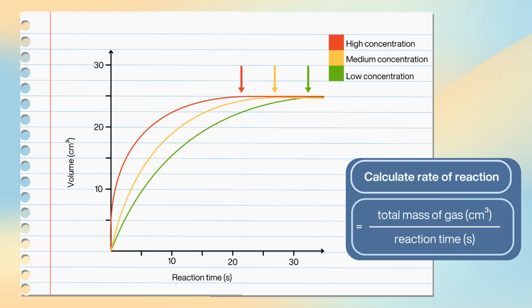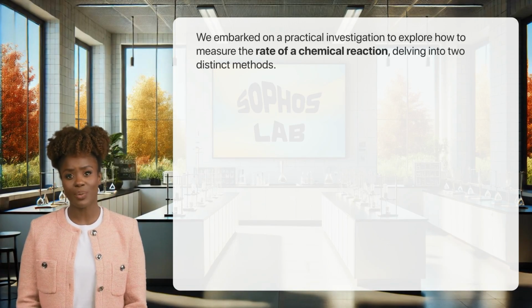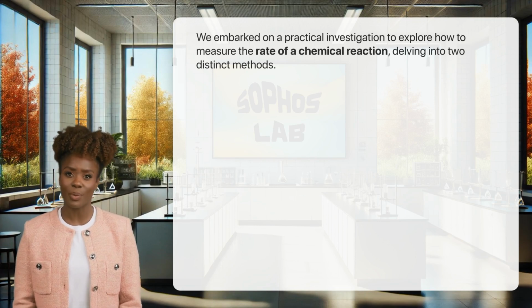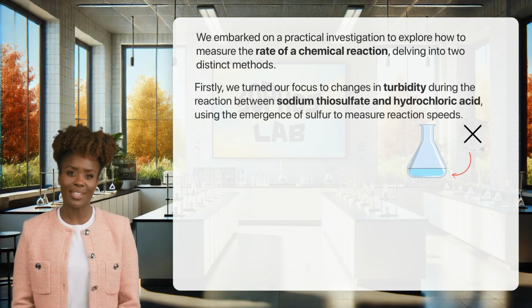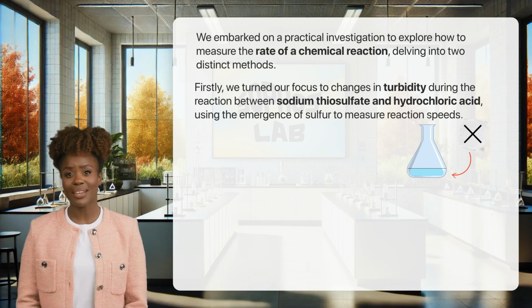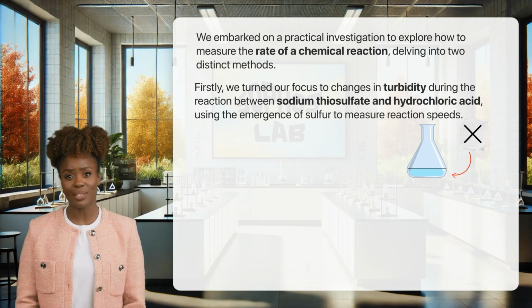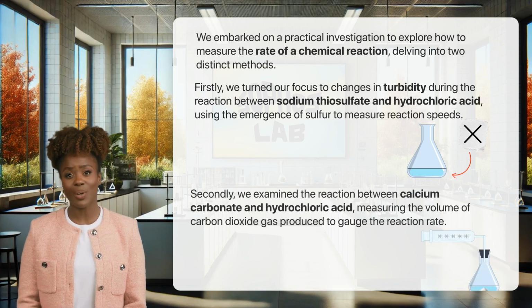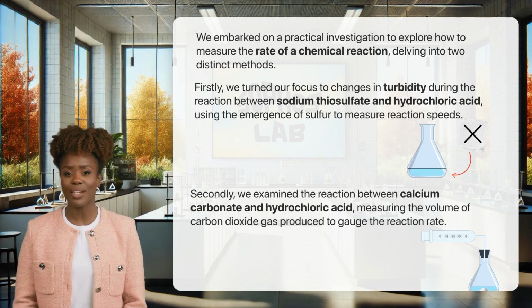In today's lesson, we embarked on a practical investigation to explore how to measure the rate of a chemical reaction, delving into two distinct methods. Firstly, we turned our focus to changes in turbidity during the reaction between sodium thiosulfate and hydrochloric acid, using the emergence of sulphur to measure reaction speeds. Secondly, we examined the reaction between calcium carbonate and hydrochloric acid, measuring the volume of carbon dioxide gas produced to gauge the reaction rate.